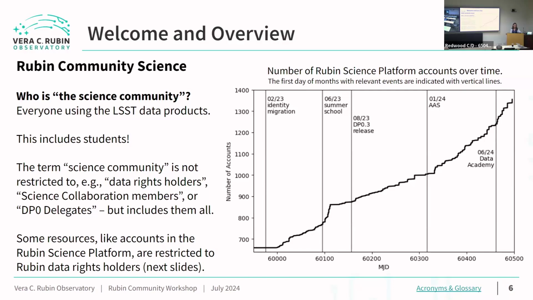So it's not restricted to data rights holders, but some things are. Some of the data is proprietary to data rights holders, and so is the Rubin Science Platform. I'll discuss that over the next slides. This is a chart that I think you saw in another talk, I think on the Monday plenary, of the number of Rubin Science Platform accounts over time. So you can see we are now steadily growing with lots of people setting up their accounts and getting ready for Rubin data. And that will continue. I think that curve's just going to have a big jump when Data Preview 1 comes.